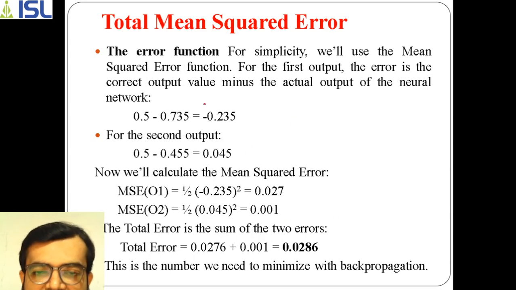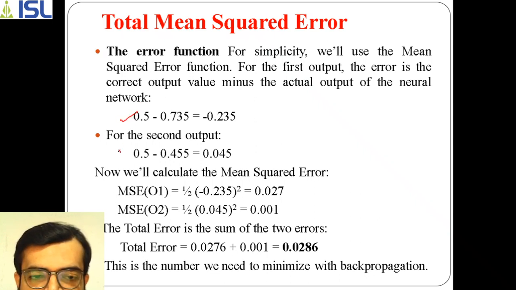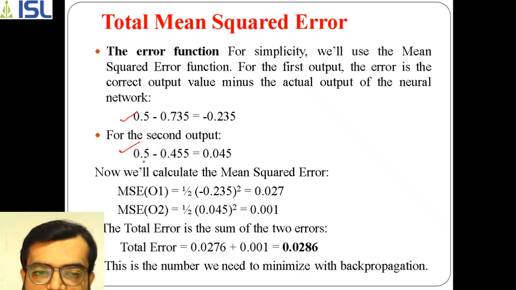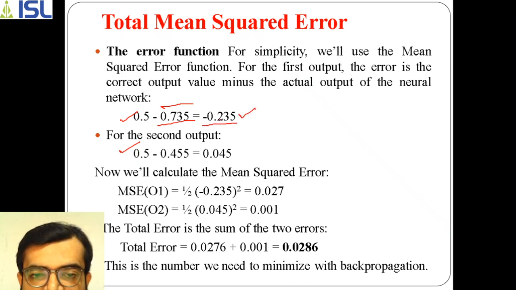For example, like I have given you an example just now, our expected output is 0.5. There are two outputs, and for the second output also I should get an expected output of 0.5. But for example, the actual output I am getting is 0.735. So the difference between them is minus 0.235, which is an error value. For the second output the actual output is 0.455, so here you will get 0.045 as the difference value.